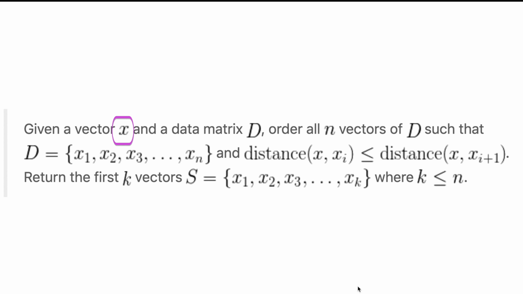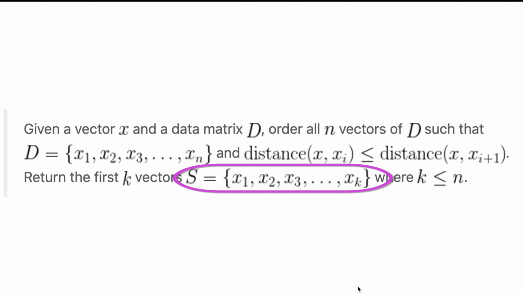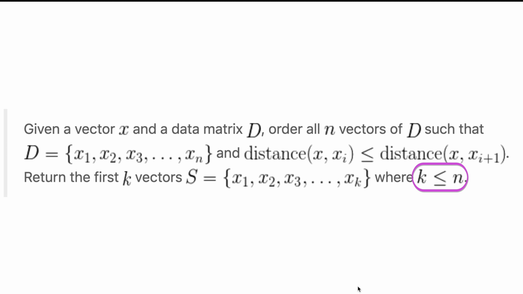Given a vector x and a dataset D, our target is to order all the vectors of D in such a way that the distance between x and a point in the ordered list is always smaller than or equal to the distance between x and a point that appears later in the ordered list. KNN returns the first k vectors of that ordered list, where k is always smaller than or equal to n. N is the number of data points we have in dataset D.